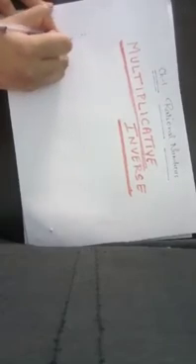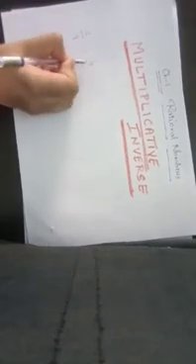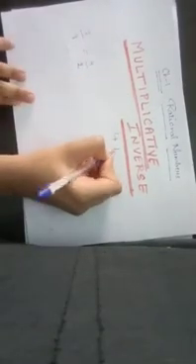Today's topic is multiplicative inverse. Put this heading in your notebook and with an example I'll tell you what is multiplicative inverse. If I say find multiplicative inverse of 2 upon 4, you will find the reciprocal of it. What is reciprocal? Reversing the number. 4 goes on top, 2 goes below. This is the reciprocal. So this is multiplicative inverse. The other name is the reciprocal of a number.